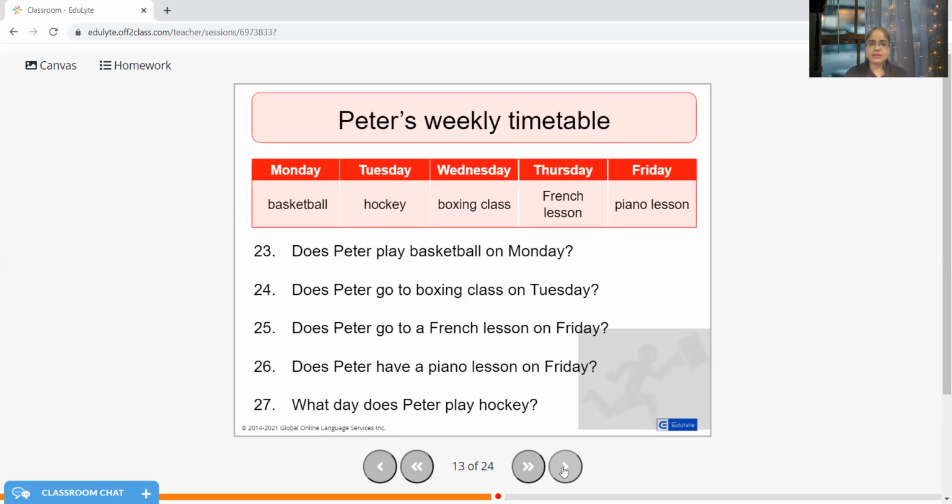So let's understand the timetable of Peter, some boy. Monday till Friday, some of the activities are given, and we just need to give answers to the questions mentioned here. Let's try it together. Does Peter play basketball on Monday? Yes, Peter plays basketball on Monday. Second, Peter does not go to boxing classes on Tuesday. He goes for hockey practice.